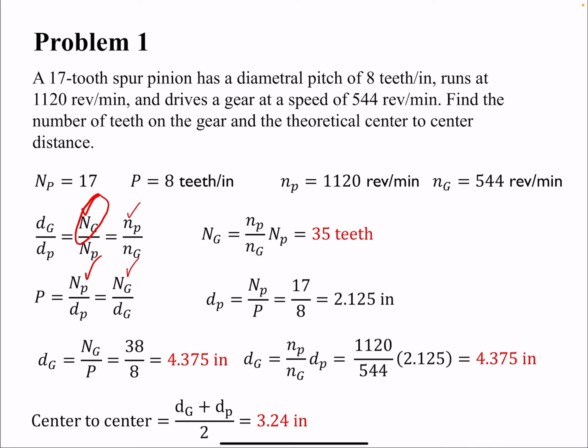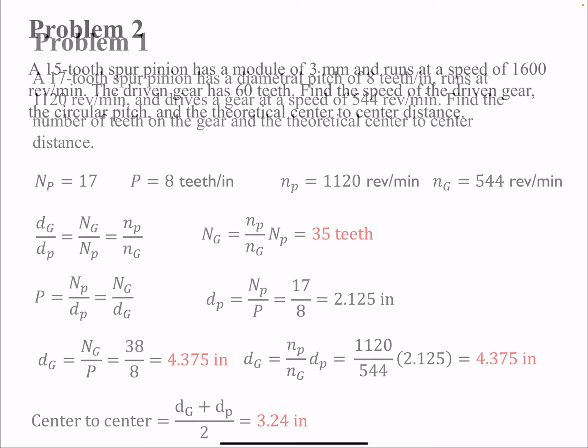And these are pitch diameters. So those are not addendum or dedendum. And that's how you place the two gears apart from each other. The center to center distance, we deal with the pitch diameter.